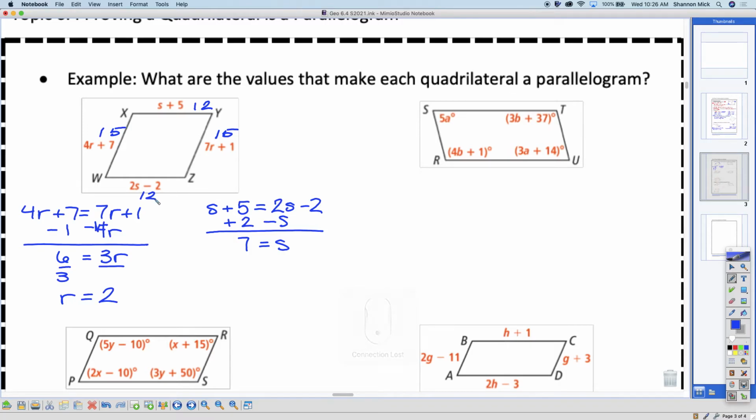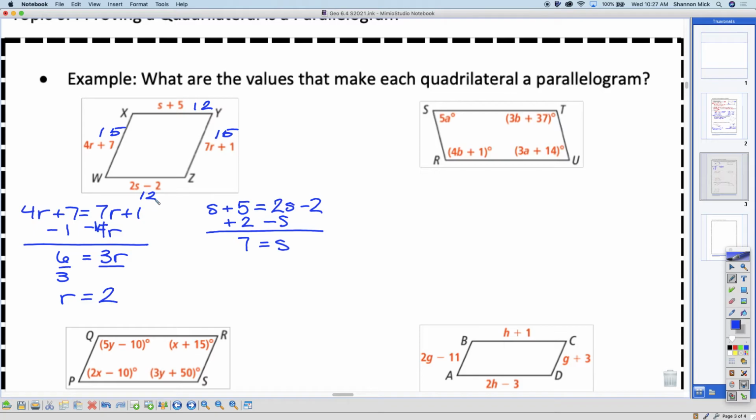Okay, now, the next one, it has to deal with angles, yes? Now, I could use the fact that same side angles equal 180, correct? Yeah. Or I can use the fact that the opposite, the diagonal angles, are congruent, or equal, yes? Now, in this one, why can't I use that R and U are supplementary? Why can't I take it and add it and set it equal to 180? Because it's 4B and the other one's 3A. So I have A and B. I have 2 variables, right?